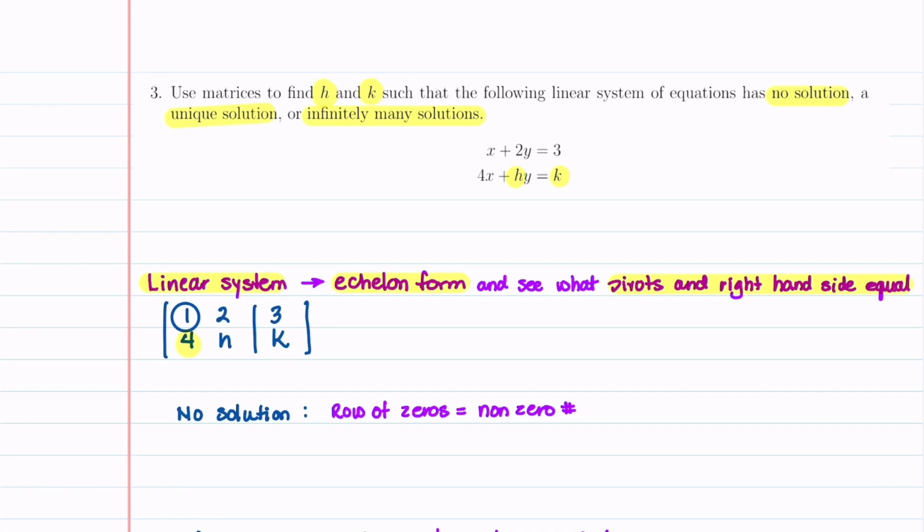So the row operation that we're going to use is we're going to take row 2, and replace it with row 2 minus 4 times row 1. This is going to give us the matrix 1, 2, 3. The top row stays the same, and then we're going to pick up a 0. We're going to pick up an H minus 4 times 2, which is an 8, and then a K minus 4 times 3, which is a minus 12. And this is the matrix that we're going to have to analyze.